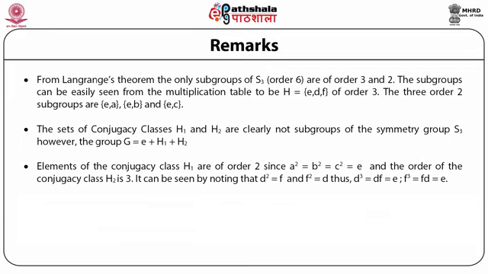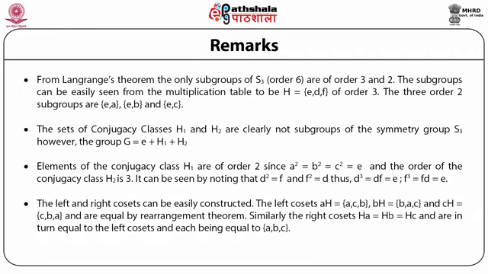Why? Because it can be seen the conjugate class H2 consists of two elements D and F, and D square is equal to F, and F square is equal to D. Therefore, D cube is equal to D into F, which is equal to E. So, D cube is equal to E, and F cube is equal to E. Therefore, its order is 3.